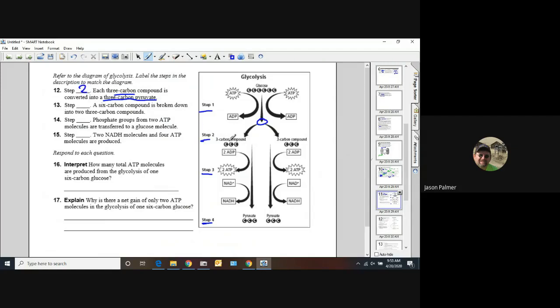Oh, step 2. Step 2, because we got a 3-carbon, and it's going to be moved down. So there's your 3-carbon. All right. The 6-carbon is broken down. That's number 1. So you got a 6-carbon. Phosphate groups from 2 ATP transfer to glucose molecule. Oh, shoot. Step 2.